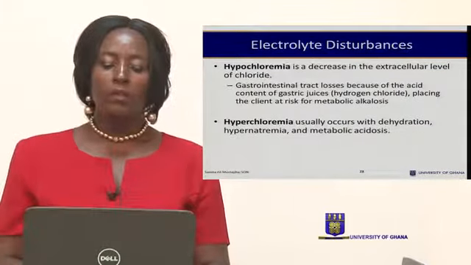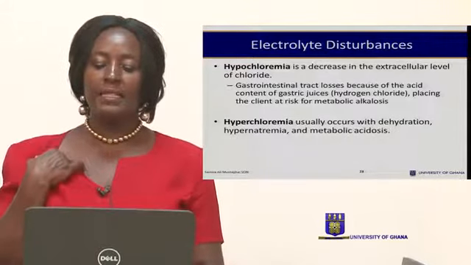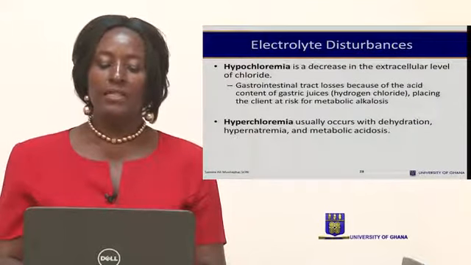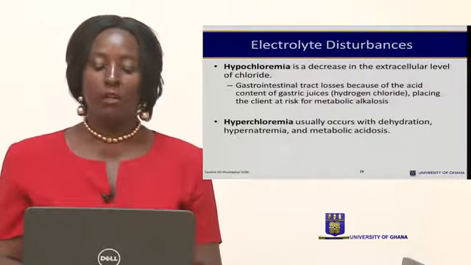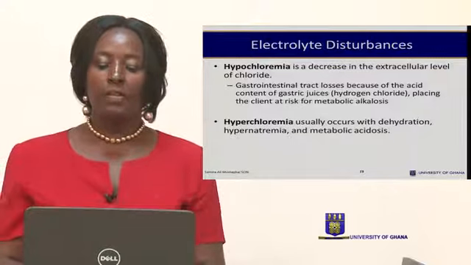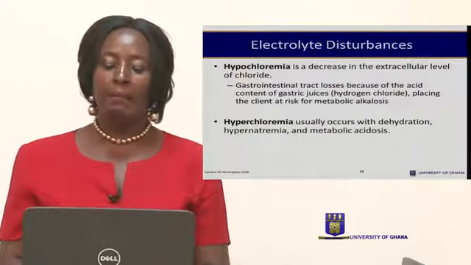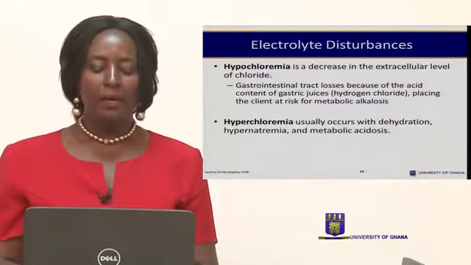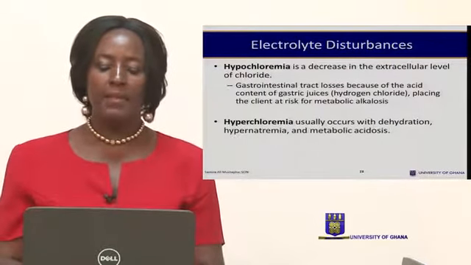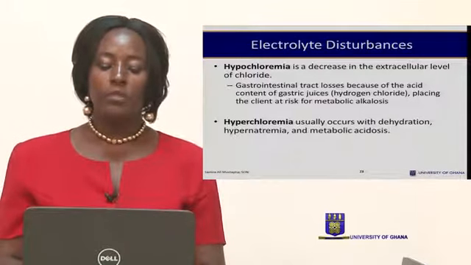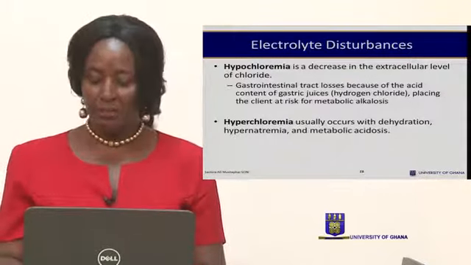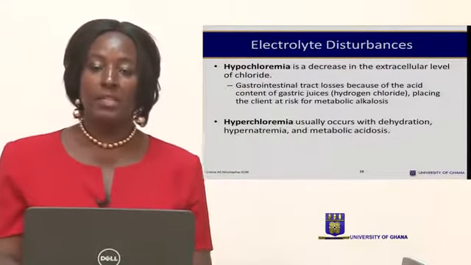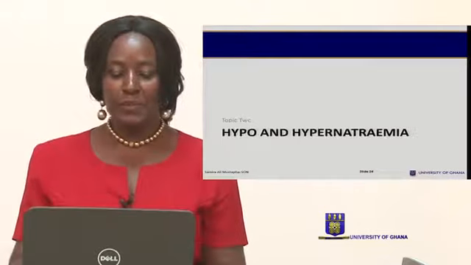So hypochloremia is a decrease in the extracellular level of chloride, and the gastrointestinal tract loses a lot of acid content of gastric juices, placing the client at risk of metabolic acidosis. And then we have hyperchloremia. Hyperchloremia usually occurs in dehydration and also predisposes the child or the patient to metabolic acidosis.